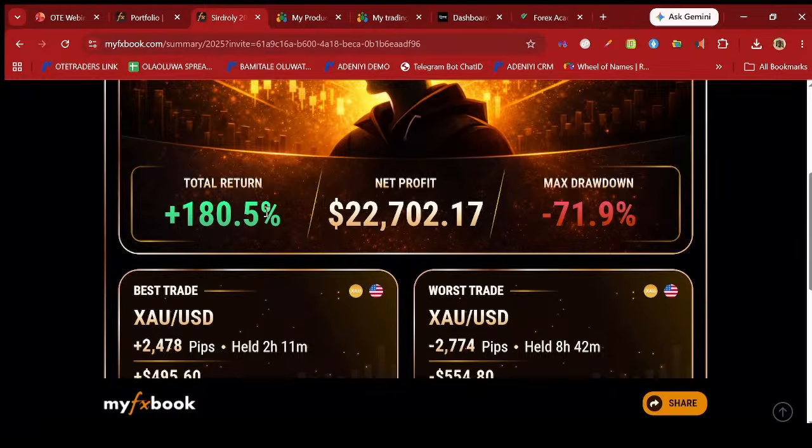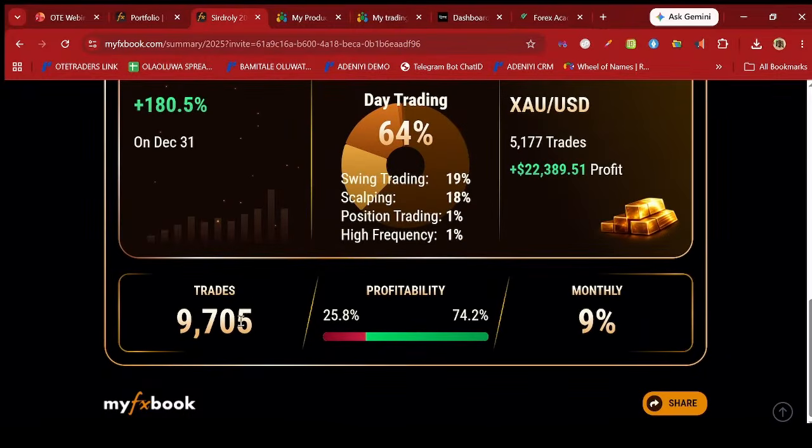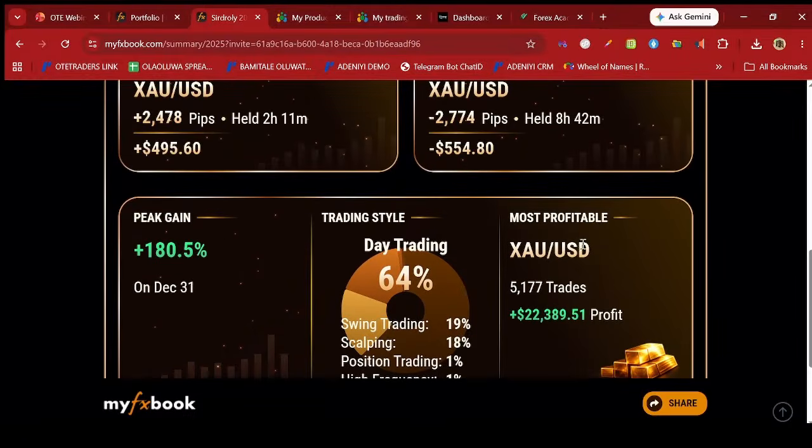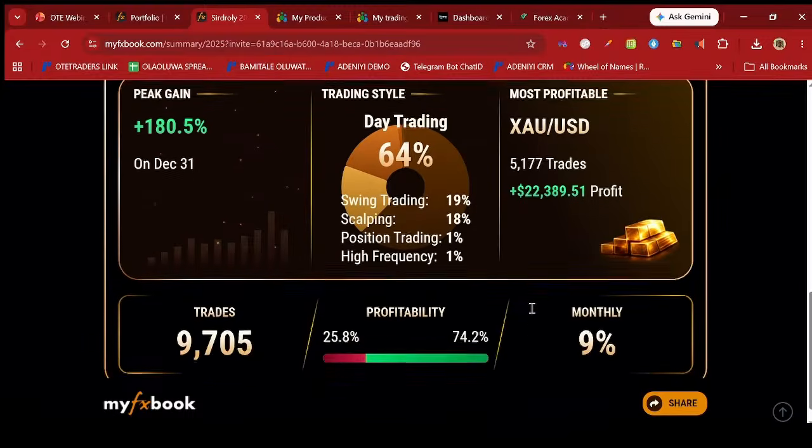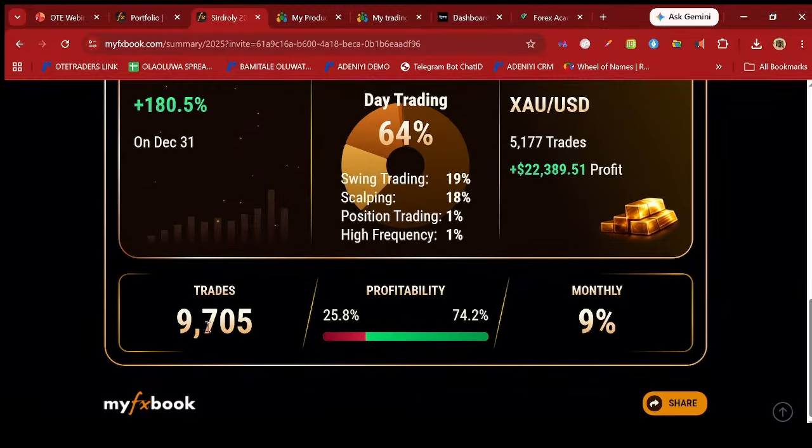And this is the total return on investment that I did. So this is what I want to show you. I traded because I love trading gold. You can see the most profitable trade is gold, and all my trades are gold. I placed over 5,177 trades that are gold, and all these trades are not placed manually. I use a software algorithm to do them.